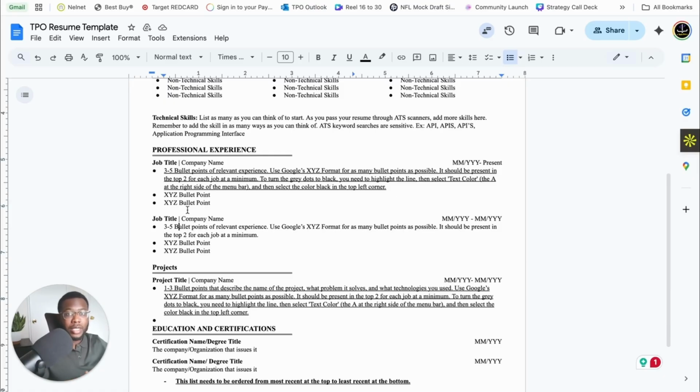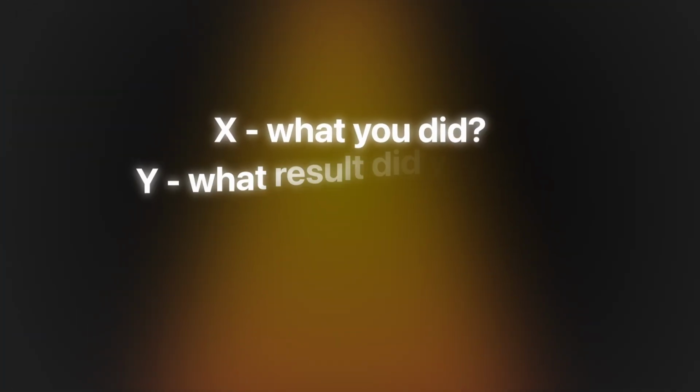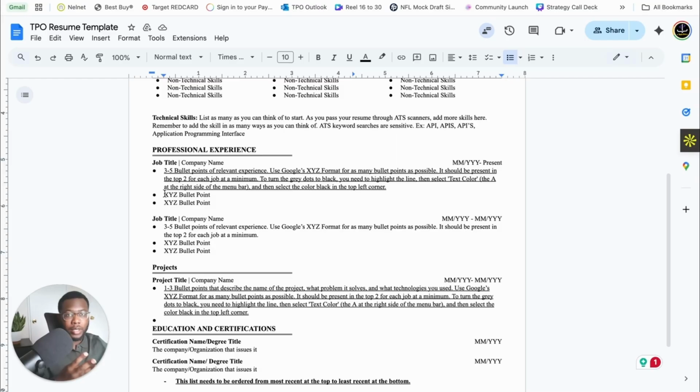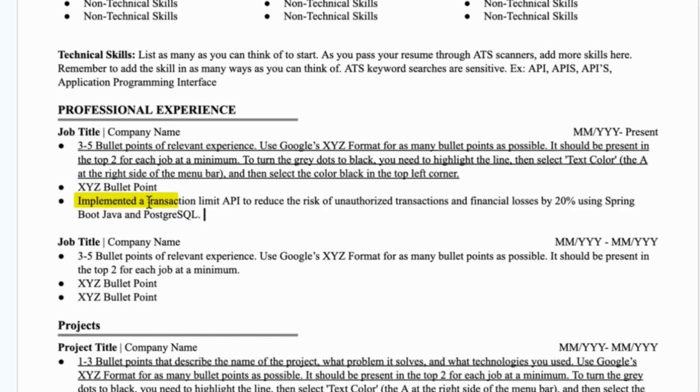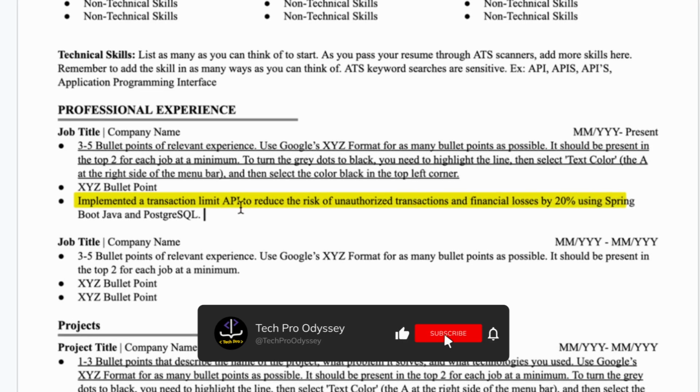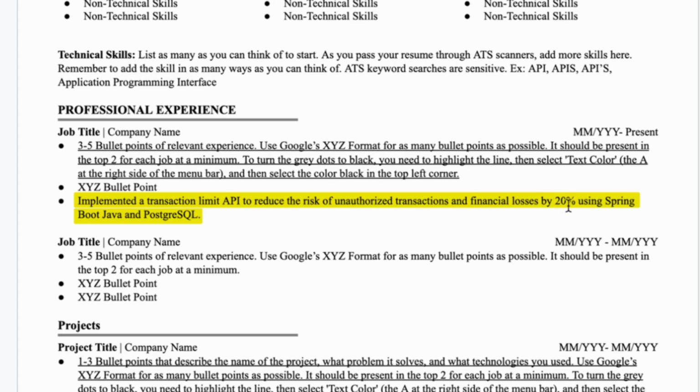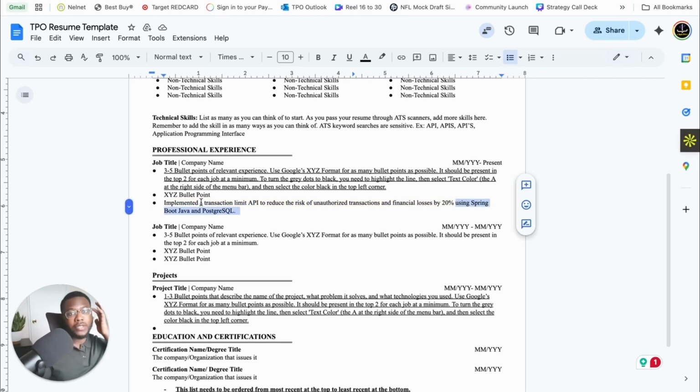It's very, very helpful. I break it down. It essentially is just breaking your sentences down into what you did, what result did you get, and how did you do it. An example of the XYZ format would be something like this. So for this job title, I implemented a transaction limit API to reduce the risk of unauthorized transactions and financial losses by 20% using Spring Boot, Java, and Postgres. So that's essentially what the XYZ format is.